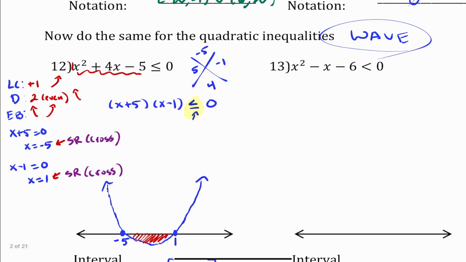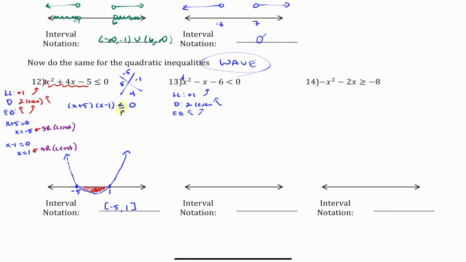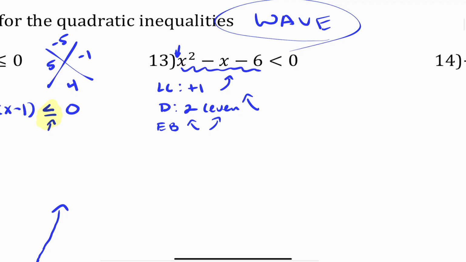So, the leading coefficient is positive 1 based on what we see here. The degree is 2. Since it's positive 1, we're going to be starting top right. Since our degree is 2, that's an even number, so if it's top right, then this is going to be top left. Our end behavior should look something like this. Now, we're going to factor this out. I have negative 6 up top and negative 1 down below. The two numbers are negative 3 and positive 2.